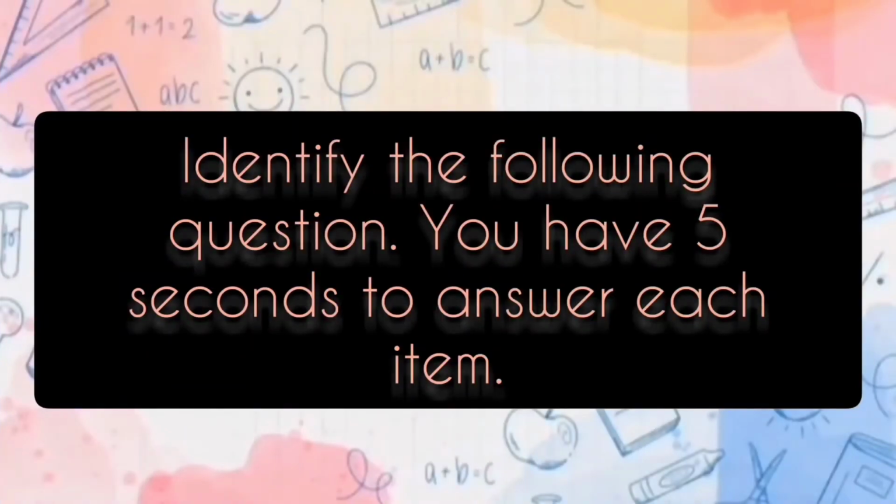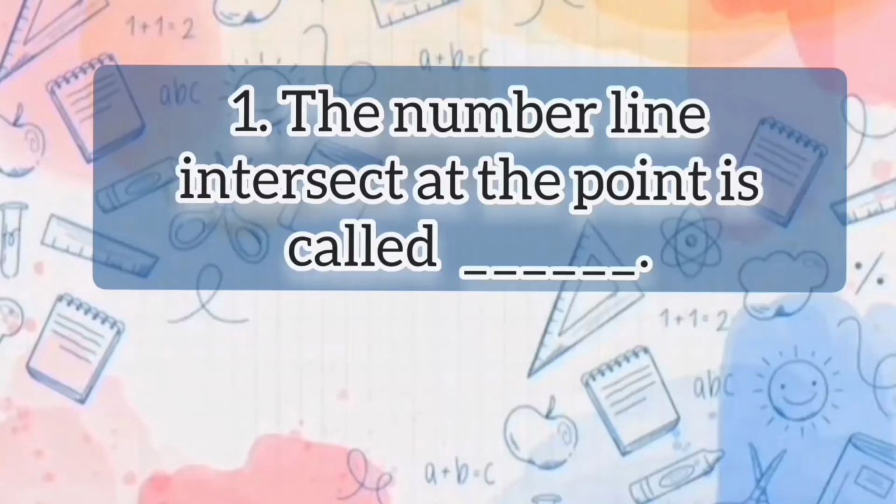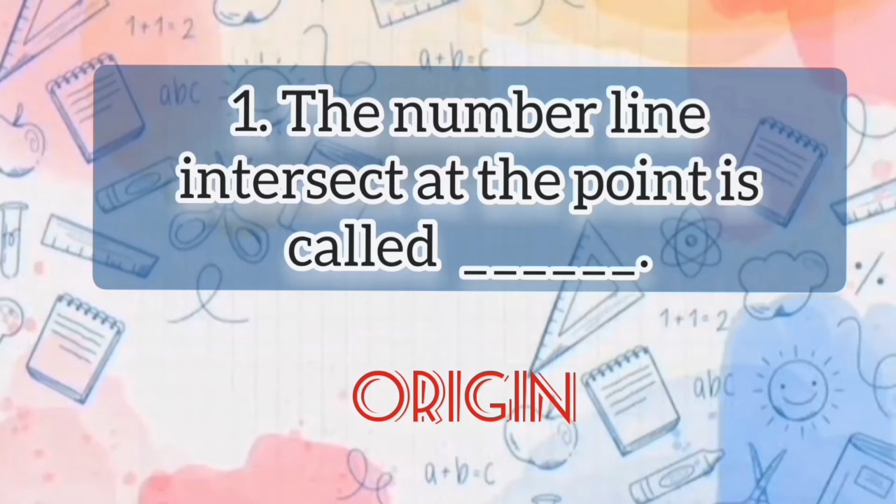Before I proceed with our next discussion, I will let you first answer this identification test on the different parts of the Cartesian coordinate plane, as my way to confirm that you have learned something from our discussion. Identify the following. You have only 5 seconds to answer each item. After 5 seconds, the answer will automatically be revealed. The number lines intersect at a point called blank. The answer is origin.